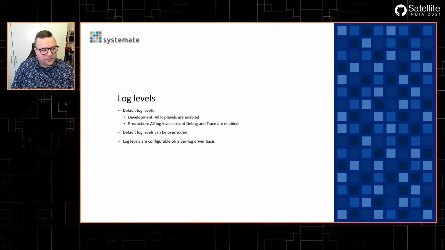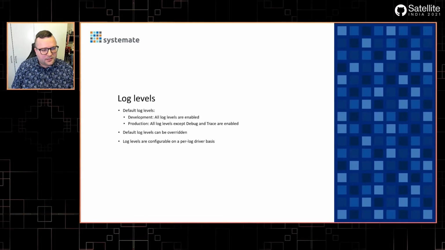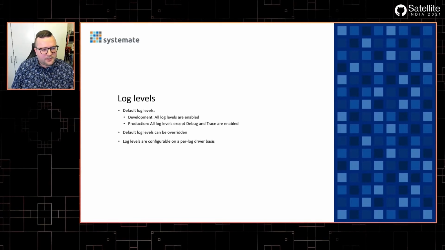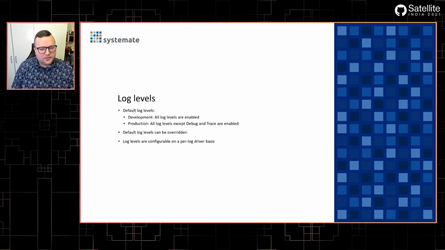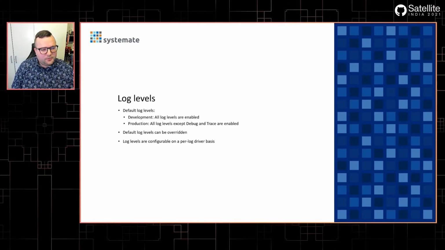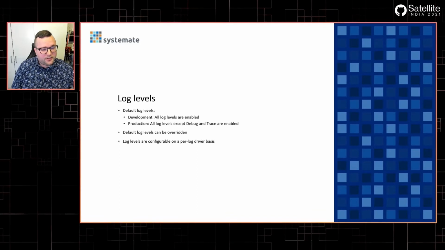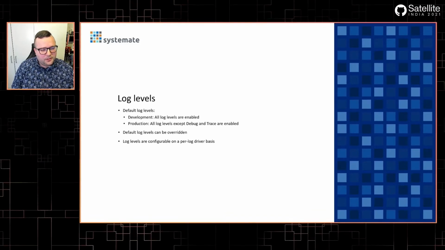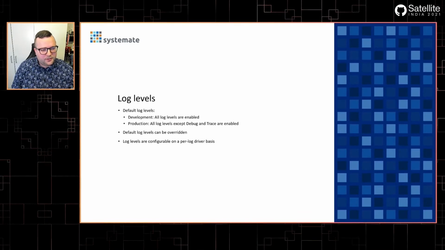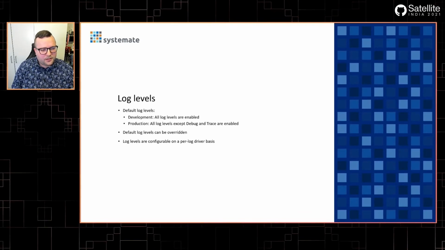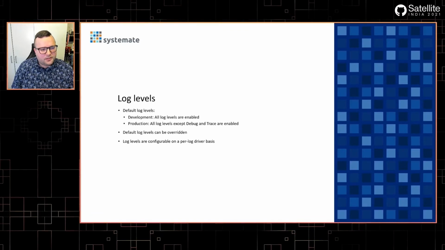A bit more about Lumberjack. We have 6 log levels, and Angular has the concept of development mode and production mode. In development mode, all the log levels will be active by default. In production mode, the debug and trace levels are disabled. Of course, this can be overridden using configuration, even to the point that you can configure it on the log driver itself, different from the other log drivers.